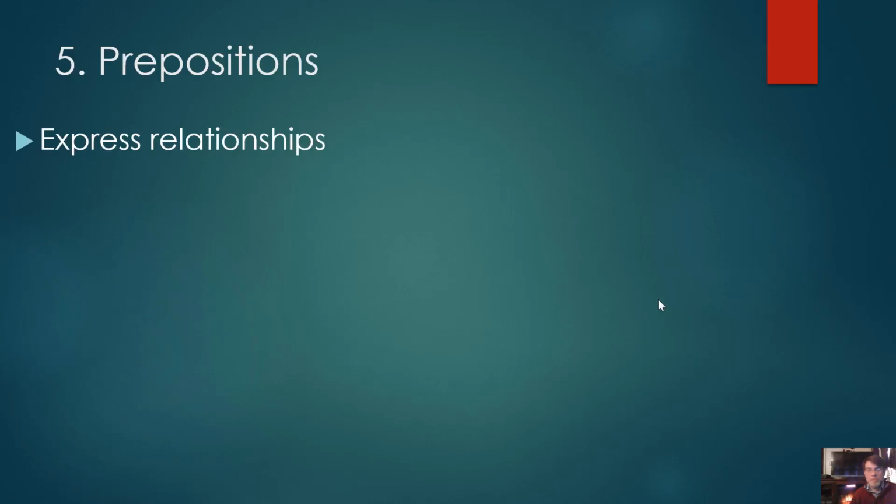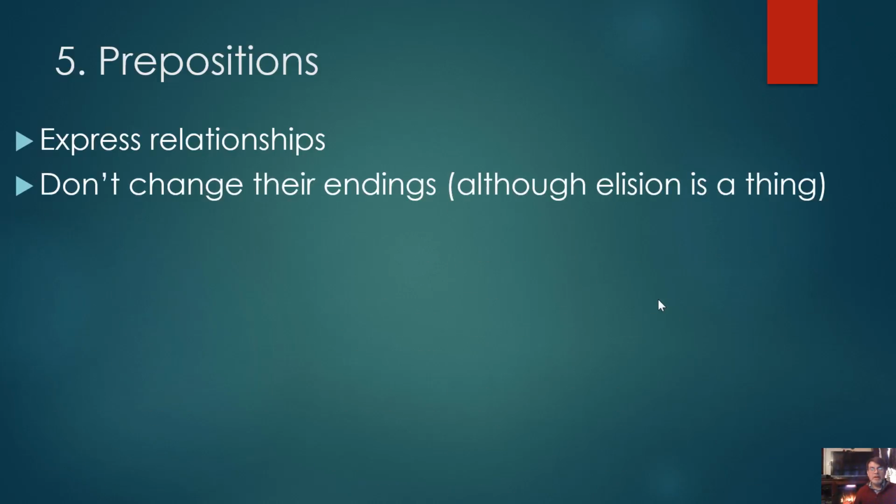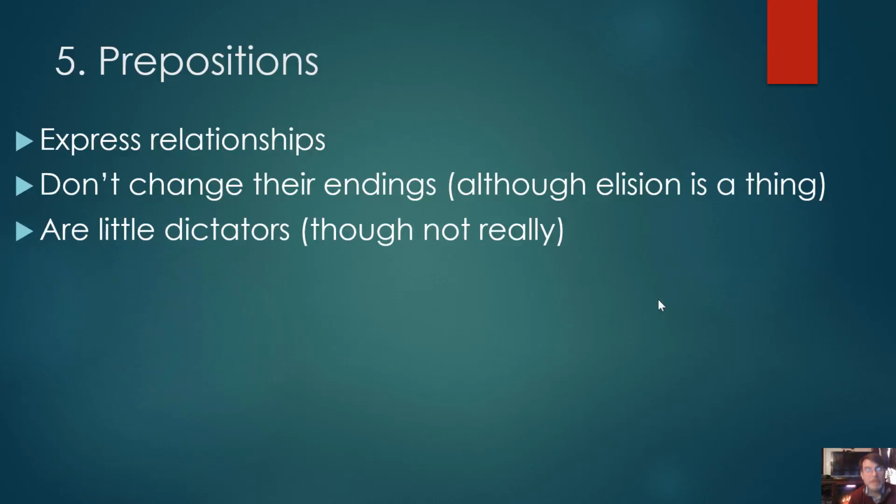Prepositions are easy. They express relationships: in, beyond, through, above, upon. Those are preposition phrases. Prepositions don't change their endings, thankfully. I won't talk about elision. They're little dictators. You will be in the genitive case. So ek, the preposition ek, must have a word in the genitive case after it. Or eis, the preposition eis, must have a word in the accusative case after it. They're not really dictators. It's really more subtle than that, more profound than that. But we'll go for this review and say that the preposition demands that the noun it goes with, or pronoun it goes with, be in a certain case.